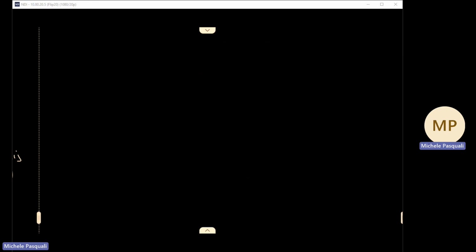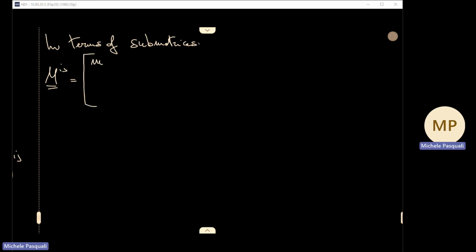Okay. So in terms of some matrices. Well, it's basically what we have just seen. It only adds a subscript if you want.